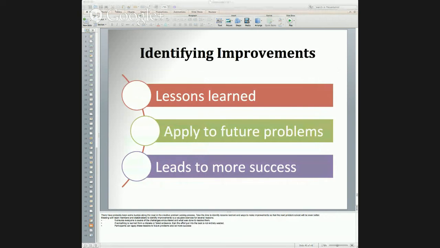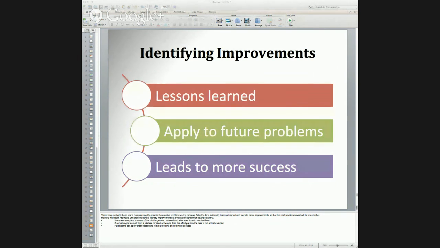Identifying improvements. There have probably been some bumps along the road in the creative problem-solving process. Take the time to identify lessons learned and ways to make improvements so that the next problem solved will be even better.